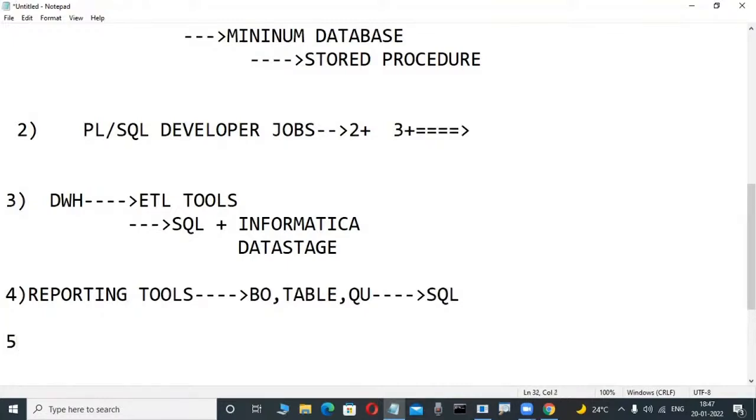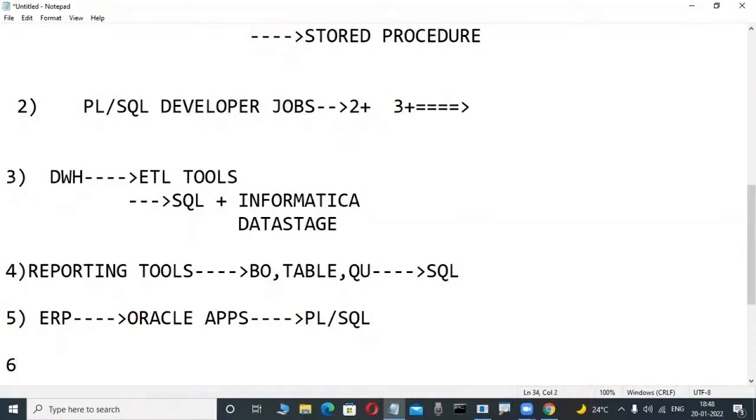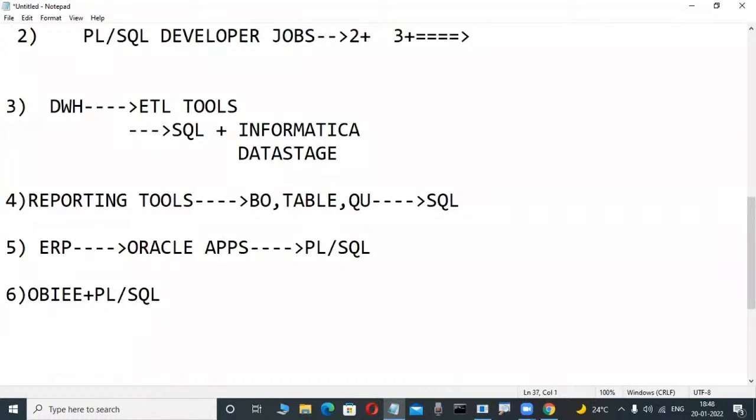Again, some programmers on the ERP side are interested in Oracle Apps. Oracle Apps is an ERP, the same as SAP. Oracle Applications 11 is there. These persons need very good knowledge of PLSQL, so they also learn these courses. Again, OBI programmers are there. OBI is a product, and there are PLSQL jobs with it. Those persons also learn these courses.